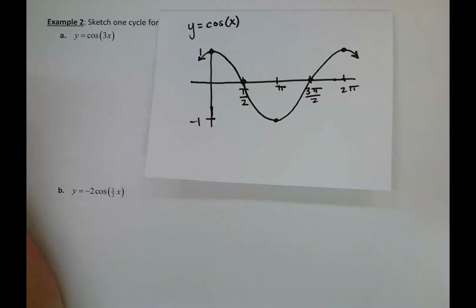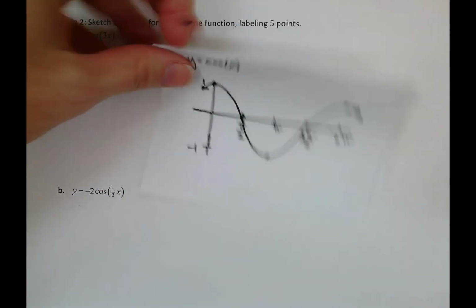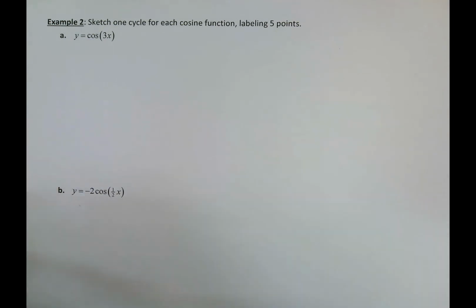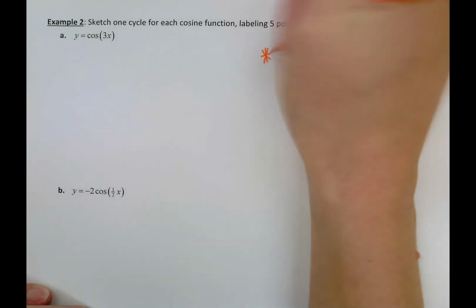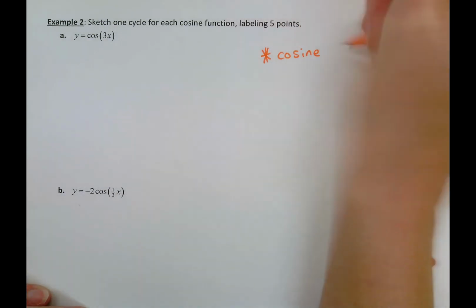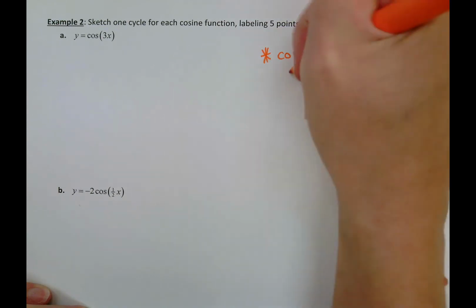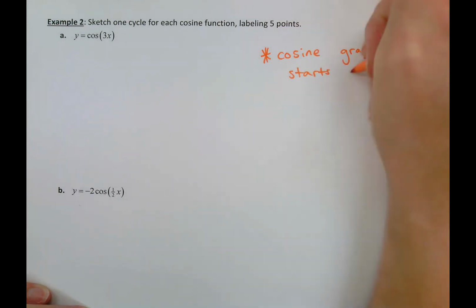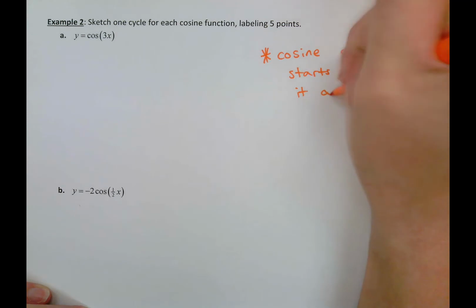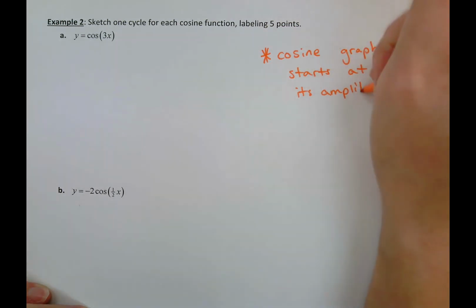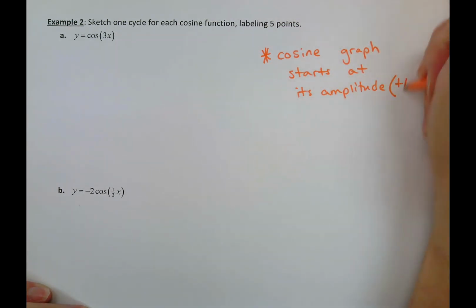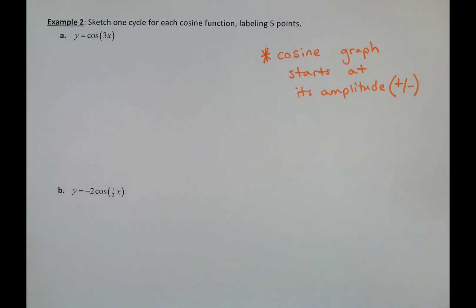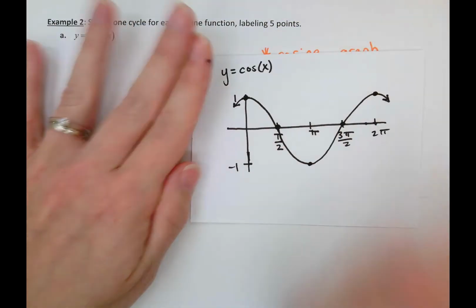So before we draw transformations of cosine, let's write down that note: any cosine graph will always be starting at its amplitude. Now, remember, it might start at the plus or the minus of its amplitude based on whether it's reflected across the x-axis. Okay, so sine starts at the midline, cosine starts at its amplitude.